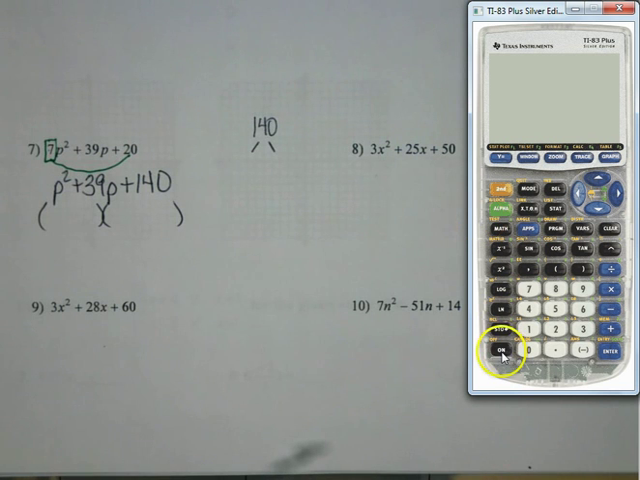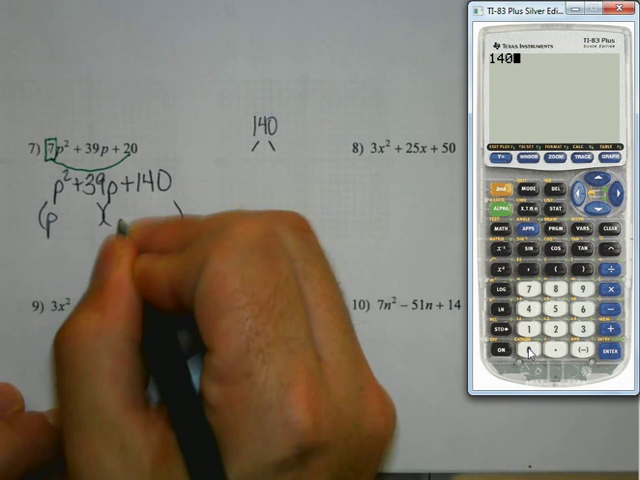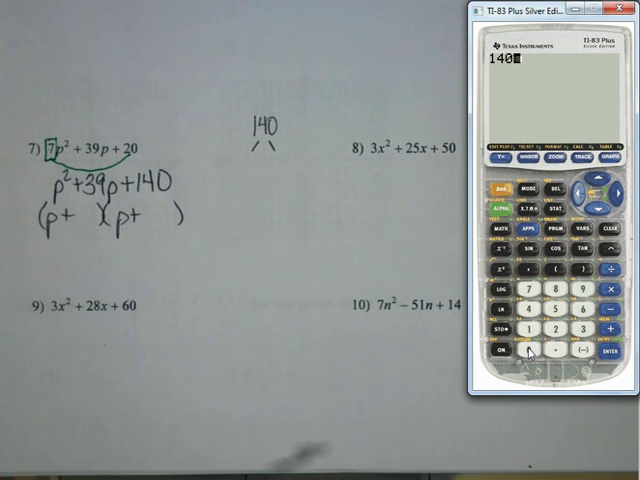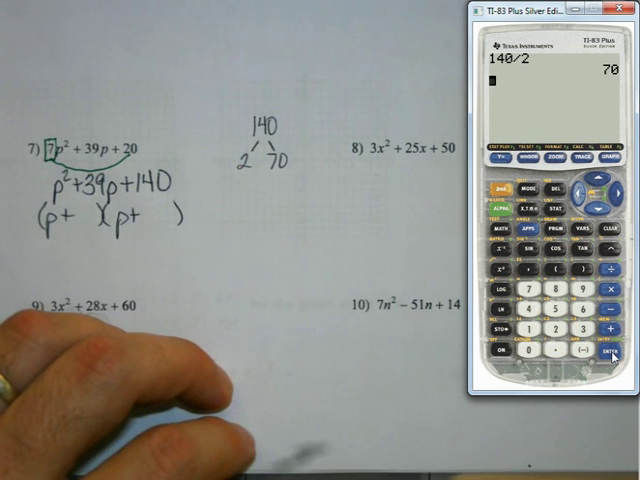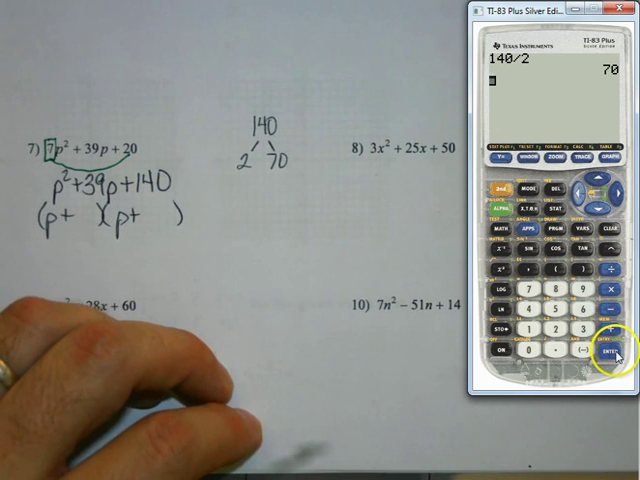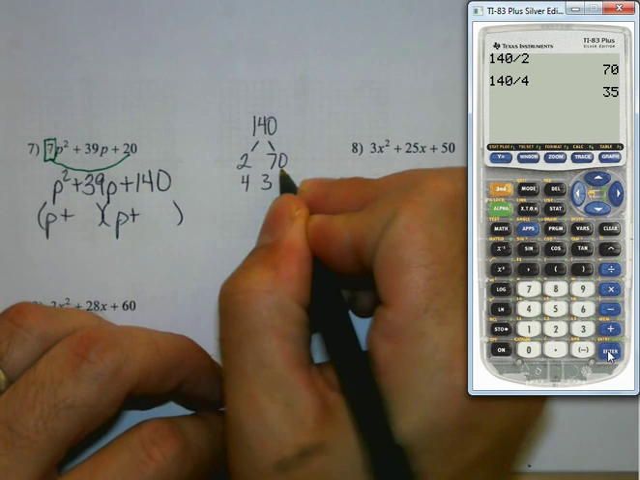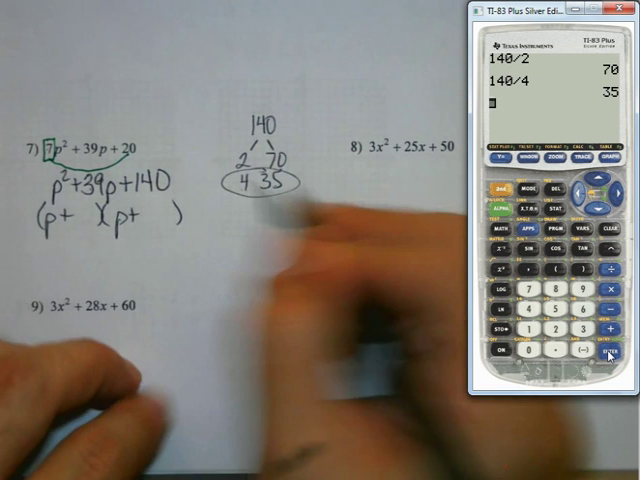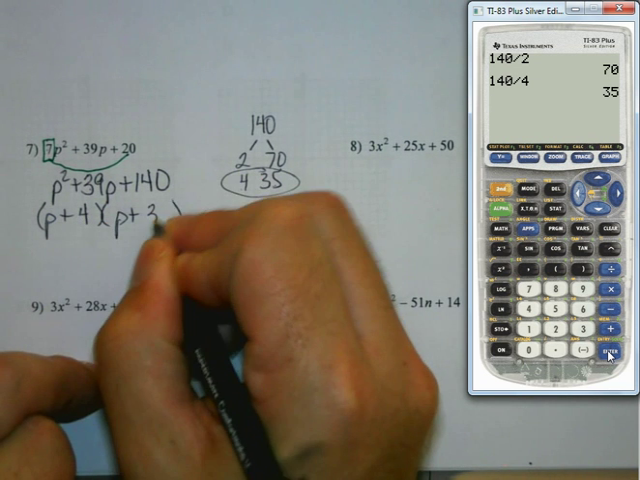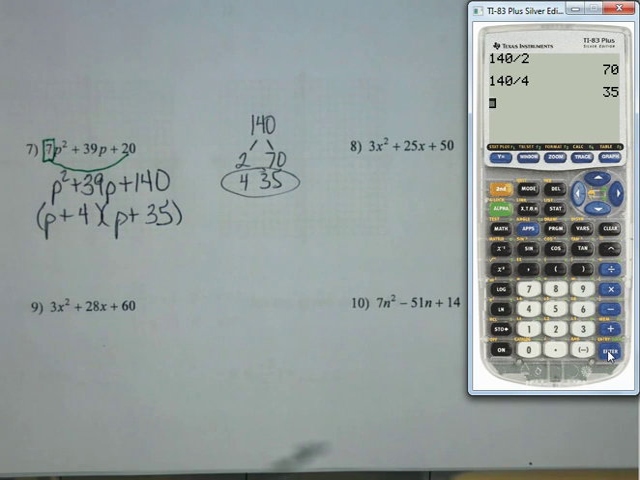So, I'm going to start making a list. Now, cool thing, these are both pluses, so I know they're going to add up. So, what I'm doing is I'm trying to find two numbers that multiply to 140, but that add up to 39. Well, that's too big. That didn't work out for me. Let's try something bigger. Let's try 4. Ooh. 4 and 35 is 39. 4 times 35 is 140. Cool. So I write those down.